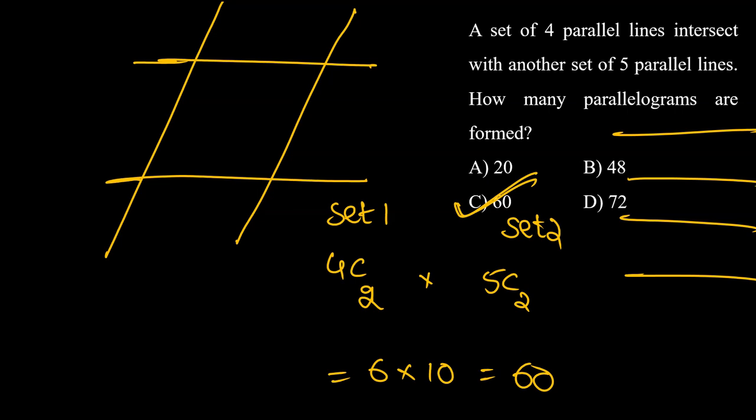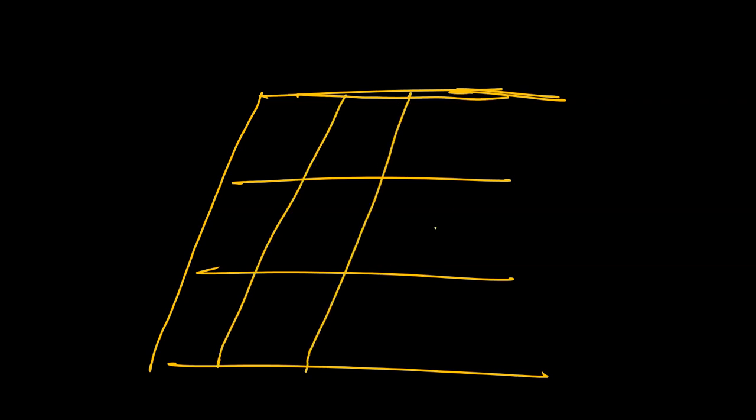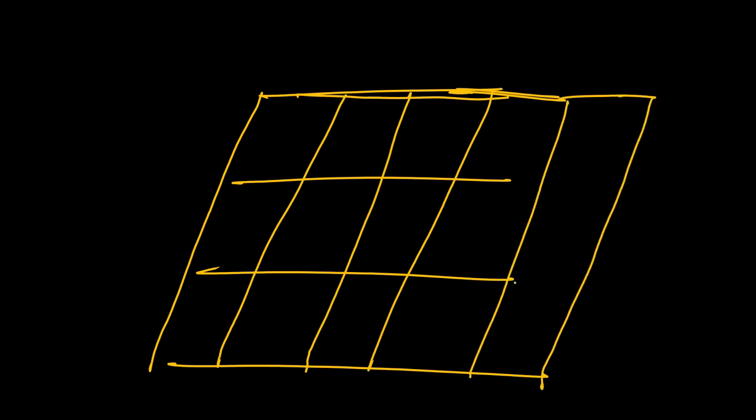Sir, I want to check this manually. I'll draw a diagram. Please go home and try all possibilities. We'll get 60 in this manual diagram. This is 4 parallel lines, one set, and 5 parallel lines in another set. You draw this diagram and calculate all the different groups, 1, 2, 3, 4. Here you will get 60.